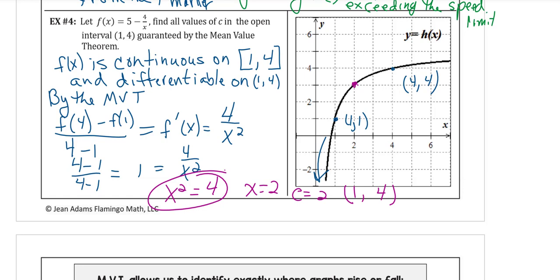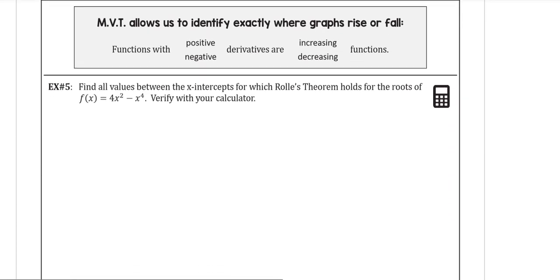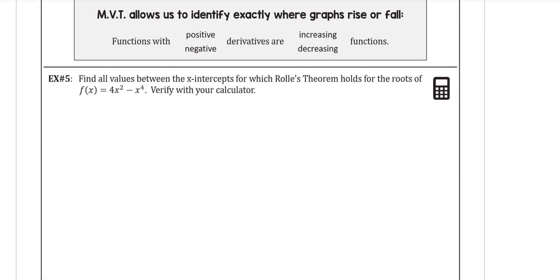So if we were to draw the secant line, what we would find is that our tangent line is going to be parallel right there. So that's what that's telling us. Okay. So remember that the MVT allows us to identify exactly where graphs rise or fall. So you can tell that functions that have positive derivatives are increasing functions, and functions with negative derivatives are decreasing functions.